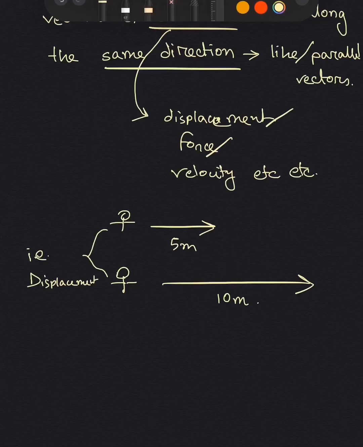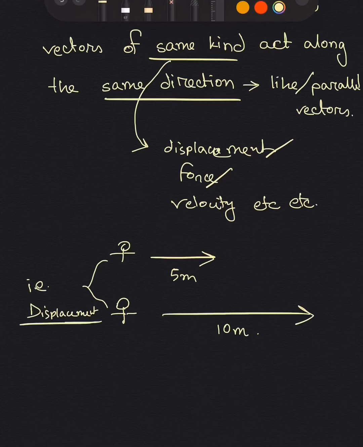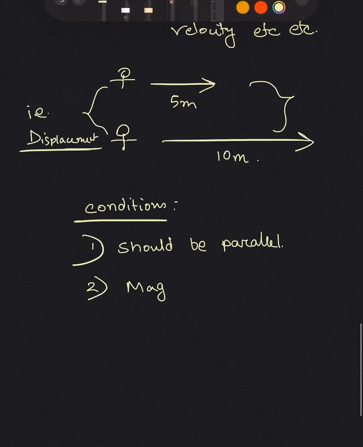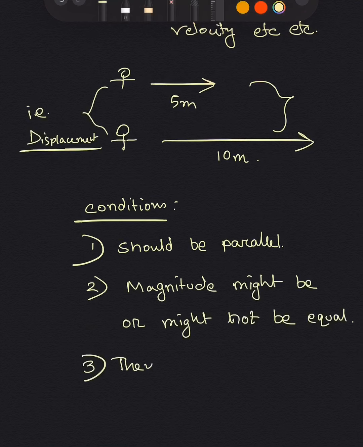In this case, the magnitude might be equal or might not be equal. That is not the factor. The factor is they need to be of the same kind of vector and they need to be parallel. Then these two vectors can be called like or parallel vectors. The conditions of like or parallel vectors are: number 1, should be parallel; number 2, magnitude might or might not be equal; number 3, they should be of the same kind.